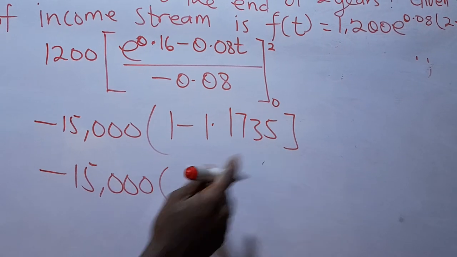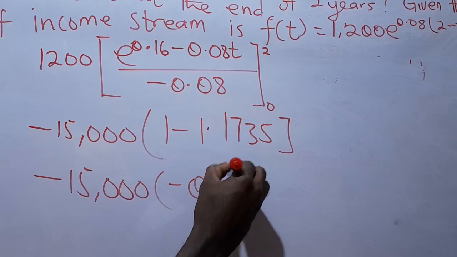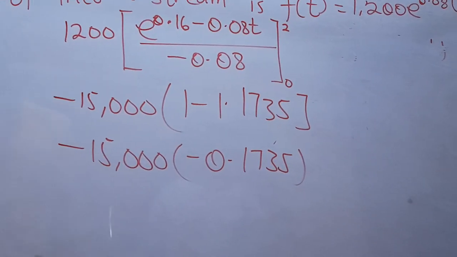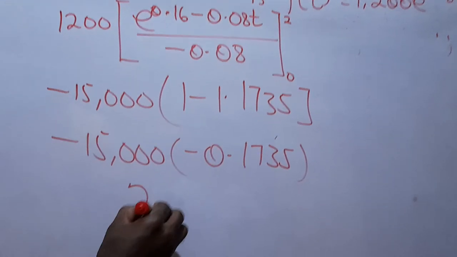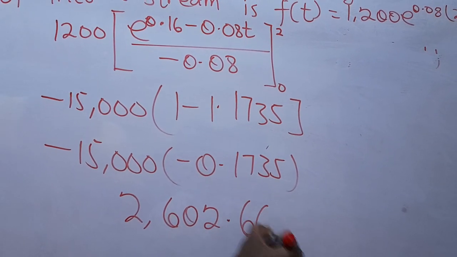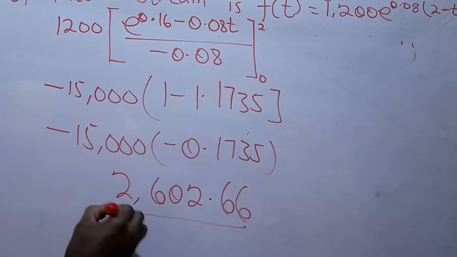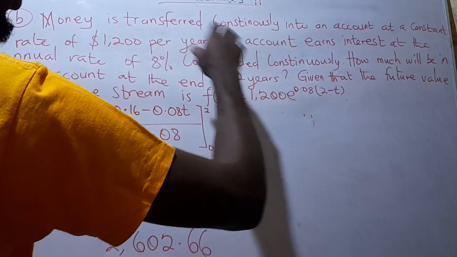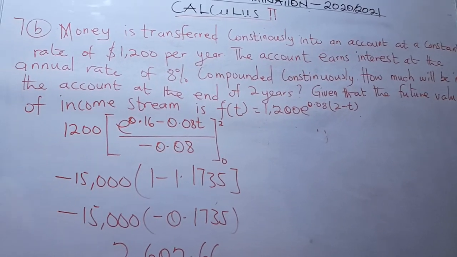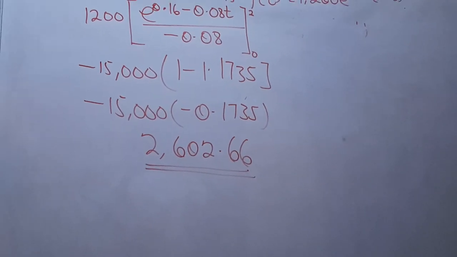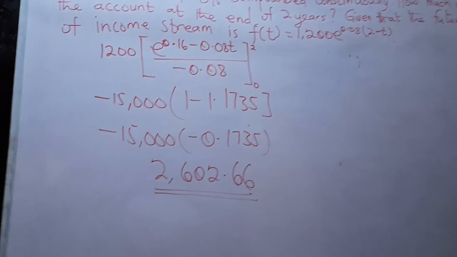So once I subtract this, we get negative 15,000 multiplied by negative 0.1735. Multiplied by the negative 15,000, we get 2,602 cedis, 66 pesewas, correct to 2 decimal places. So we can say that the money that will be in the account will be 2,602 cedis, 66 pesewas. I hope you get that.